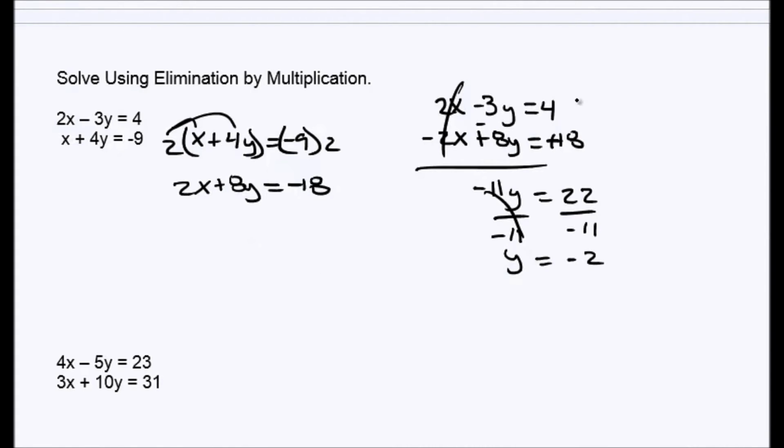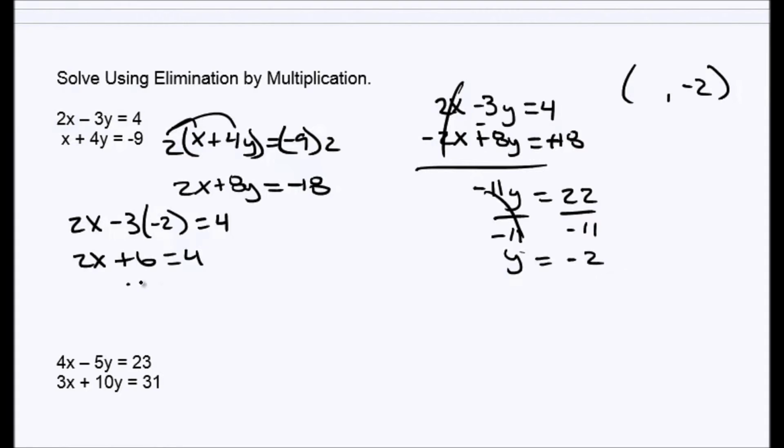Now that I found my y, I have my x coordinate, which I'm still trying to find. Go ahead and plug it into the first or second equation. So let's go ahead and plug it into the first one. Okay, so 2x minus 3y, which is negative 2, equals 4. Okay, simplify this.